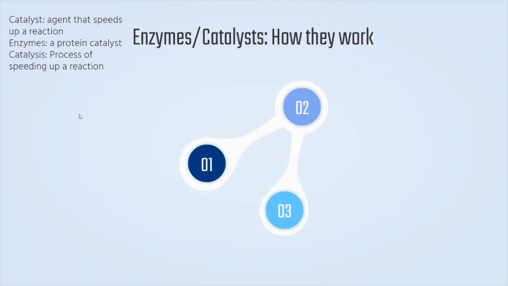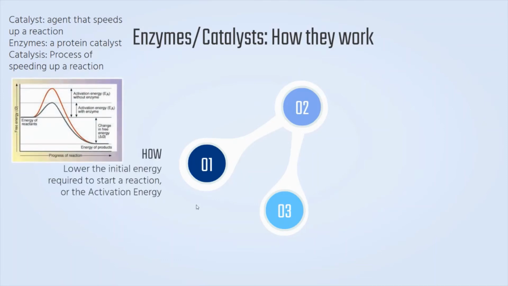And now let's talk about enzymes and catalysts and how they work. So just some basic terminology: a catalyst is anything that speeds up a reaction, and an enzyme is a specific catalyst that is a protein. And catalysis is the process of speeding up a reaction. So how do enzymes work?